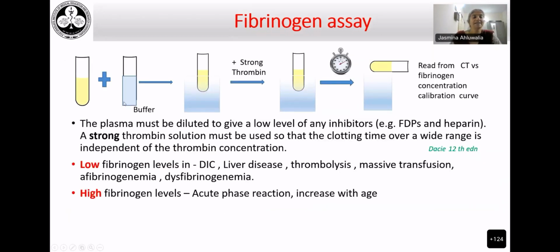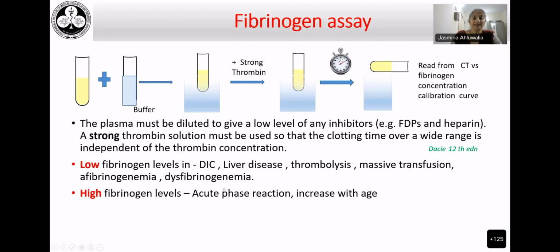And what we do here is that the plasma sample is diluted with a buffer so that any inhibitors present in the plasma can be removed. Then we add a strong thrombin solution, which will convert the fibrinogen to fibrin, and we measure the time till the clot is formed. And how much fibrinogen is there, we can read off from a calibration curve where different concentrations of fibrinogen have been plotted against the clotting time.